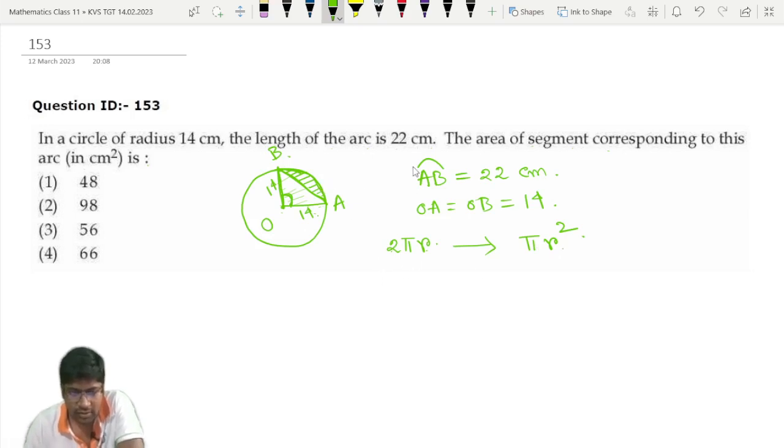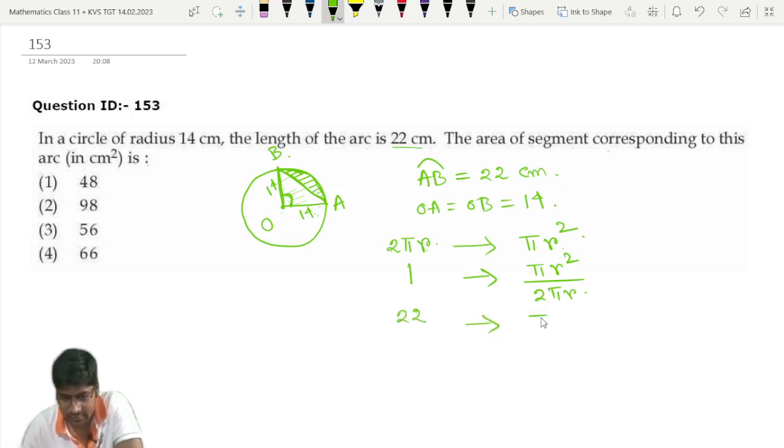So now 22 centimeter will cover how much area? That we have to find. 1 centimeter will cover pi r square divided by 2 pi r, and 22 centimeter will cover pi r square divided by 2 pi r into 22. Pi will be cancelled, r will be cancelled, 2 11 22, so it will be nothing but 11 r.